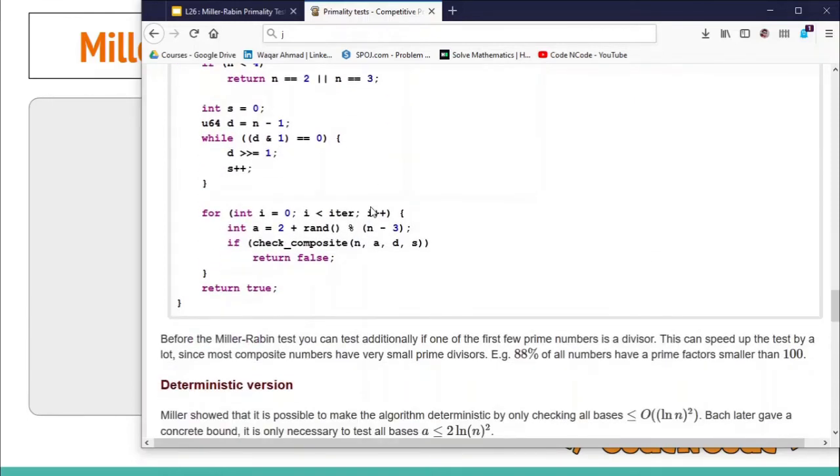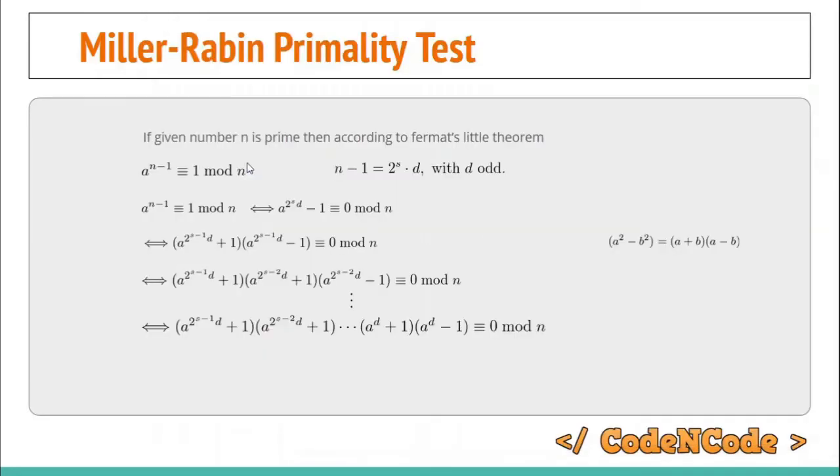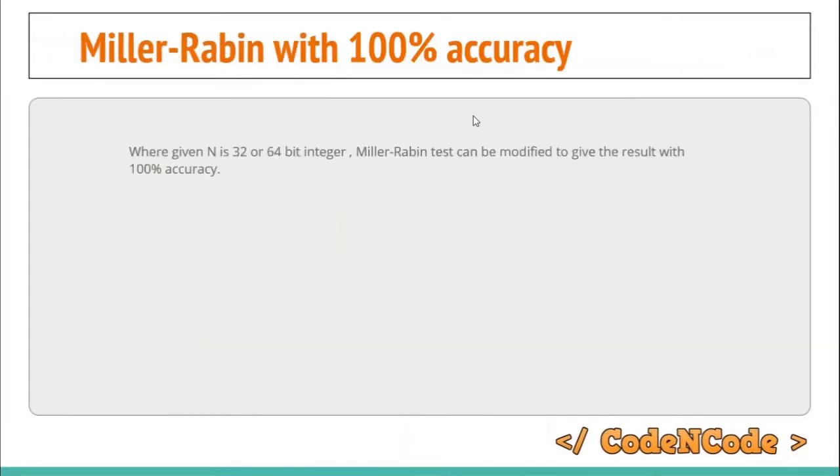So this is how Miller-Rabin Primality Test works. For 100% accuracy, what you could go with is the deterministic version of the Miller-Rabin test. If you want to learn the Miller-Rabin test with 100% accuracy, we are working with 32 or 64 bit integers, basically an integer n which is less than or equal to the range of a 64 bit integer, basically 2 to the power 63.